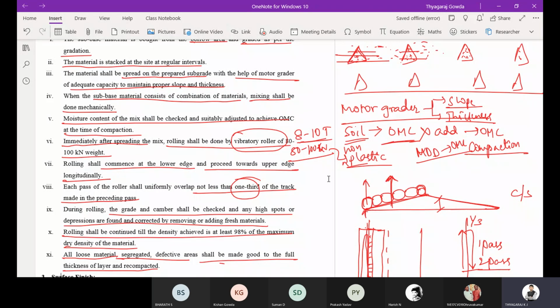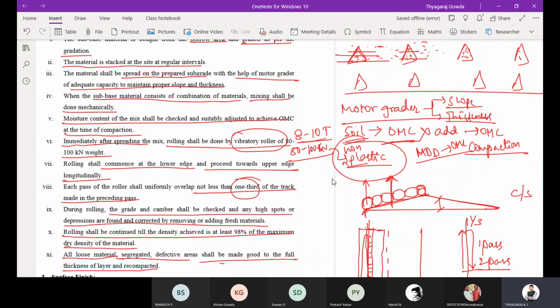Then you are going to compact it using a vibratory roller. After immediate spreading, you are going to compact using the vibratory roller. Why? Because it is non-plastic material. Since it is non-plastic material, we will be using a vibratory roller of 8 to 10 ton. Then rolling shall commence from the lower edge to the upper edge, overlapping one-third of the preceding pass.